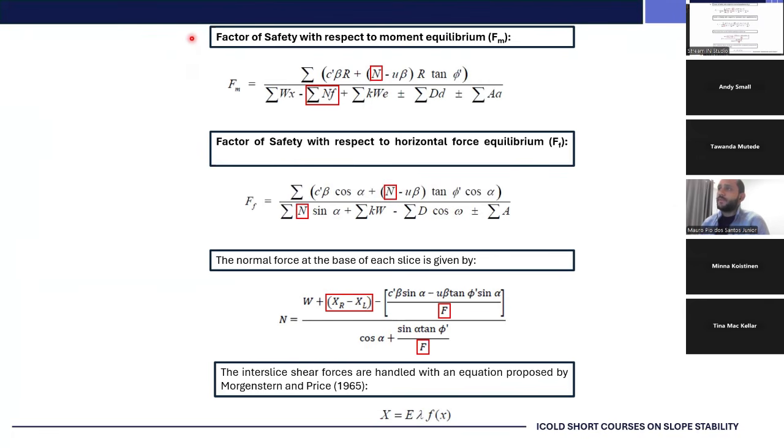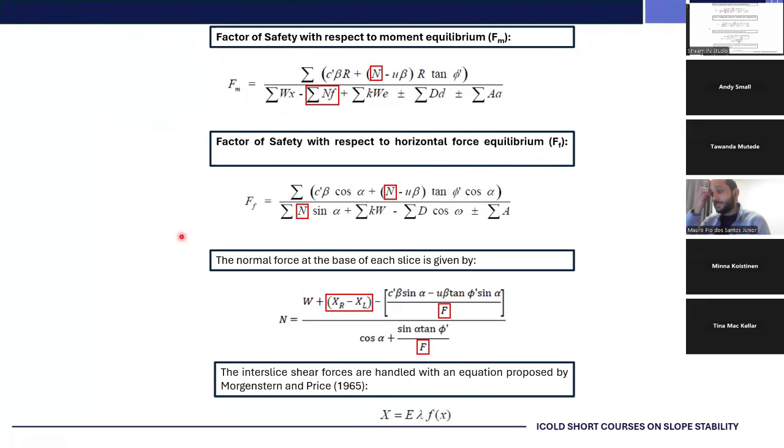What we do when you take those forces is to calculate the factor of safety, and you can do that with respect to moment equilibrium and also with respect to horizontal force equilibrium. And the problem with this equation is that you cannot solve those equations if you don't have one or two assumptions, because you have way too many variables here. And the factor of safety depends on the normal force on the base of the slice, and the normal force depends on the factor of safety. So you have a statically indeterminate problem where you have more variables than equations to solve.